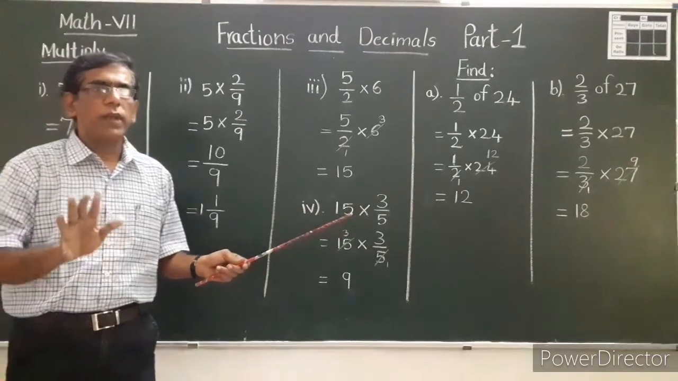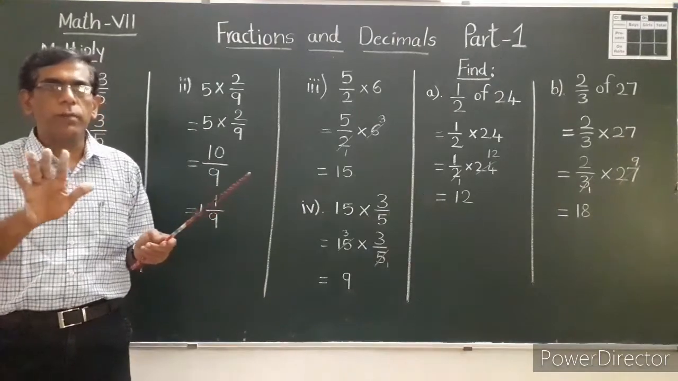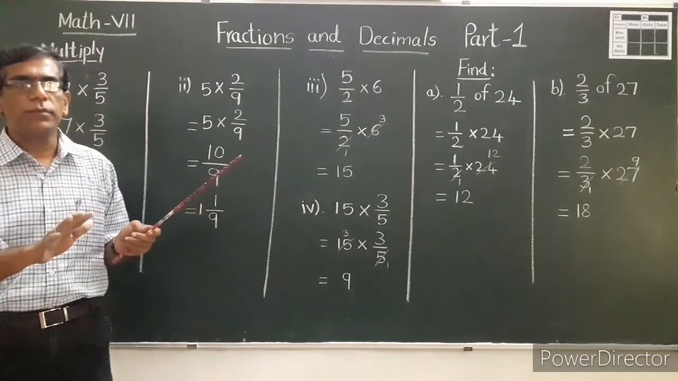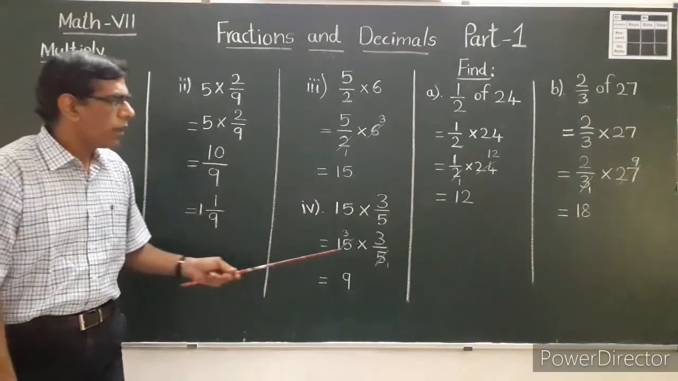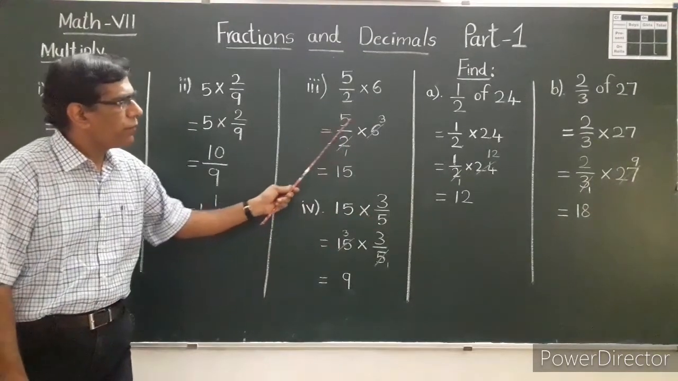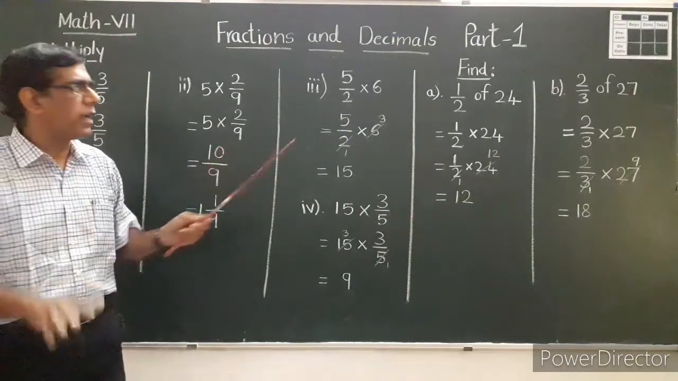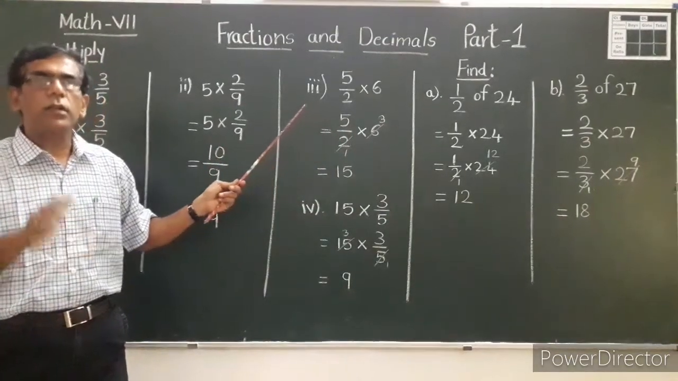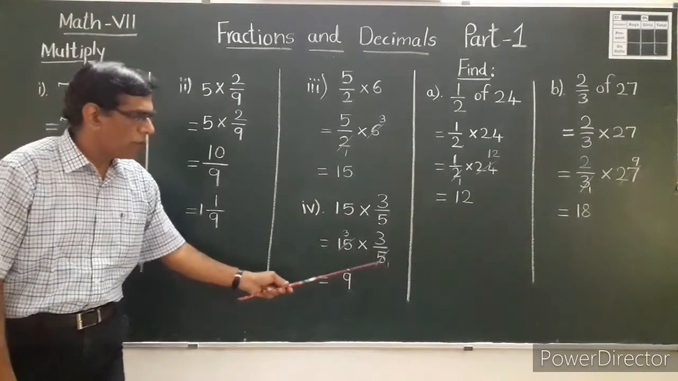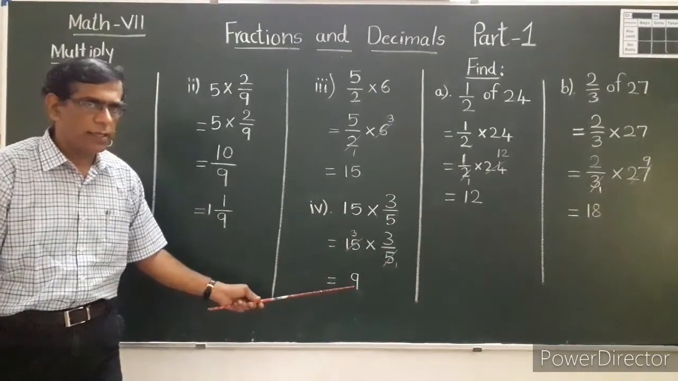In fraction multiplication, we multiply numerator with numerator, denominator with denominator. We cannot multiply the numerator with the denominator of the same fraction. We cannot multiply like that. So 5 ones are 5, 5 threes are 15. So 3 threes are 9. The answer is 9.